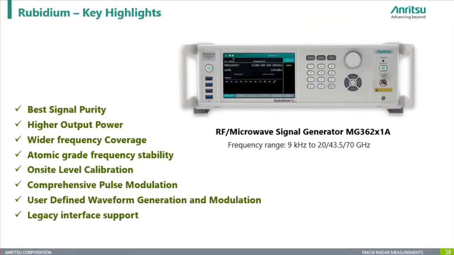So, what is the rubidium signal generator? And what are the key highlights of the rubidium signal generator? When you come to this signal generator, we have the best signal purity and a higher output power. We have wider frequency coverage, atomic grade frequency stability, on-site level calibration, and comprehensive pulse modulation where you can generate a pulse train. There is also user-defined waveform generation and modulation to generate arbitrary waveforms. And there is legacy interface support like GPIB, LAN and USB for programming.